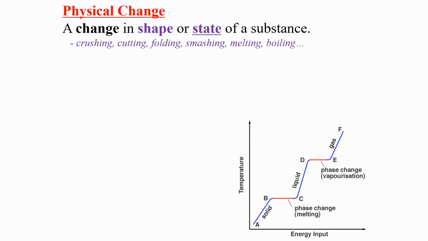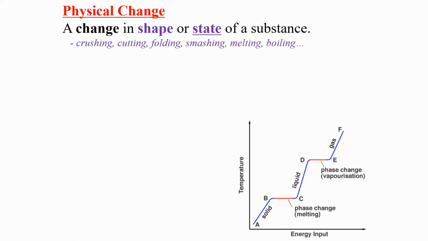Physical change is something we're going to get into over the course of the next couple weeks. A change in shape or state of a substance is crushing, cutting, folding, smashing, melting, boiling. These are things that aren't chemical reactions. We've learned about chemical reactions. That's when something changes from one compound to another. A physical change is when something changes its physical form but stays the same chemically.